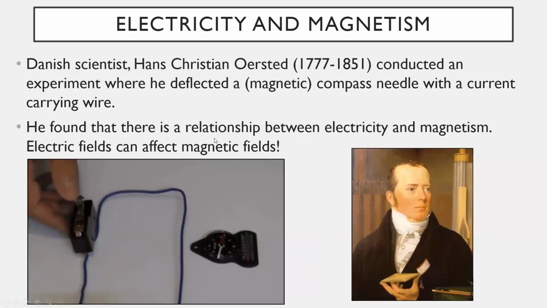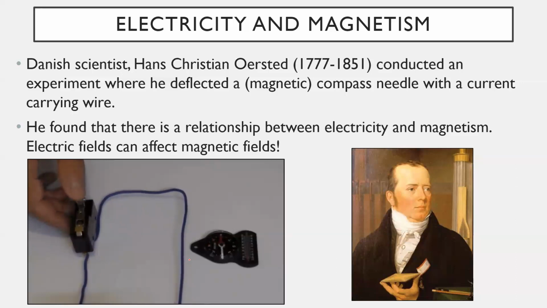Now, electricity and magnetism, there is a connection between the two. Danish scientist Hans Christian Ørsted, who lived from 1777 to 1851, conducted an experiment where he deflected a magnetic compass needle, I should say, with a current carrying wire. So this animated picture just down here in the corner is kind of showing this. This person's got a switch right here. So when they're not pressing the switch, there's no current. But as soon as they press the switch down, you're going to notice that the compass immediately flies towards the current carrying wire.